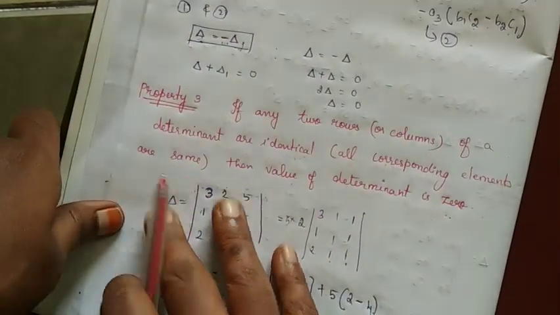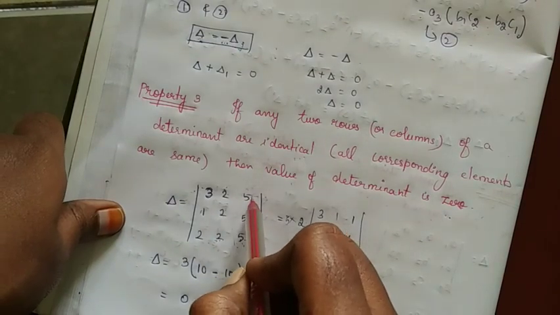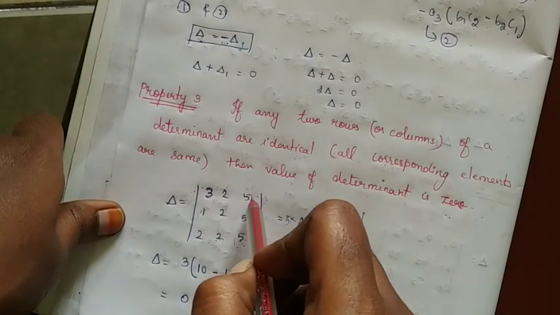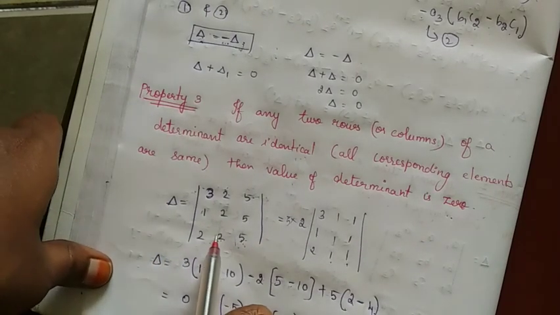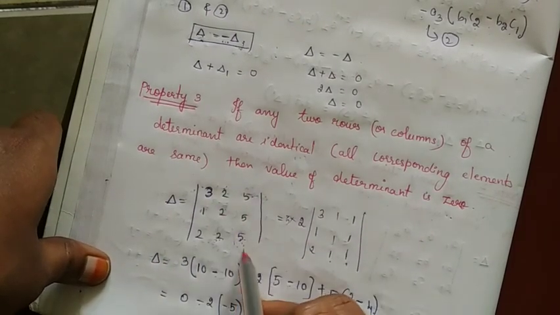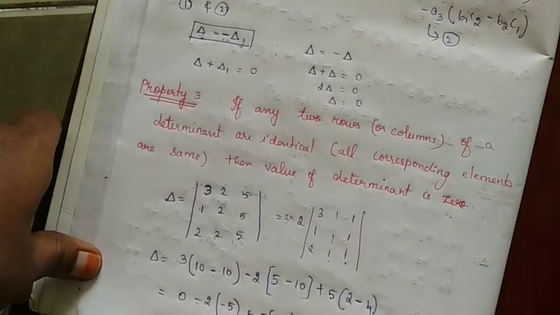Second property is, when you interchange this row and column, then there will be a change in the sign. That is property 2. Here property 3 is, these two values are equal, then the value of the determinant will be 0 here.